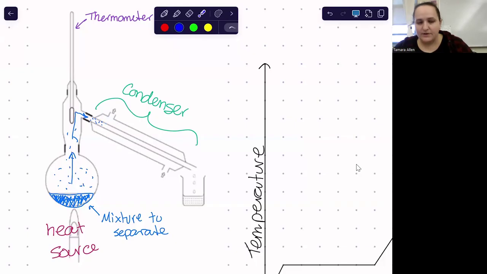The outer part here is filled with cold water flowing through it. That's what these little arrows are, as water comes in here and back out here to keep it nice and cold. And as that is chilled, these are going to condense, hence the name, back into a liquid. And it is angled a little bit downward so that gravity does its thing. And it drips eventually out the end here and into our collection vessel.